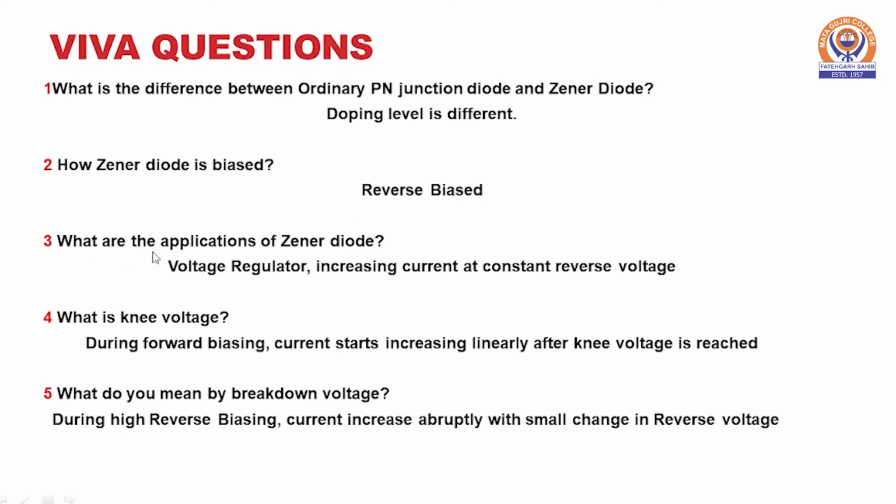The third question, what are the applications of Zener diode? Zener diode acts as a voltage regulator, with increasing current at constant reverse voltage. The fourth question, explain knee voltage. Knee voltage comes in the picture when the Zener diode is forward biased. At this particular knee voltage, current starts increasing linearly with further increase in voltage. The fifth question, what do you mean by breakdown voltage? Breakdown voltage occurs during the reverse biasing, so the current increases abruptly with a small change in the reverse voltage.